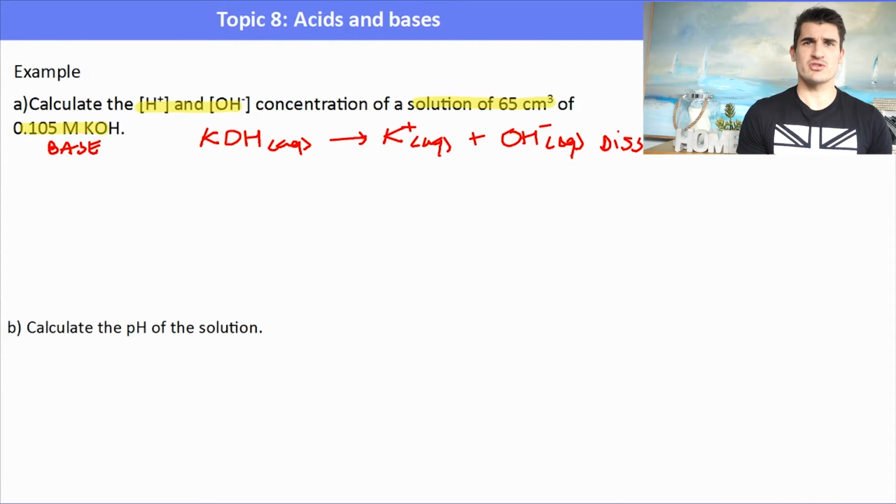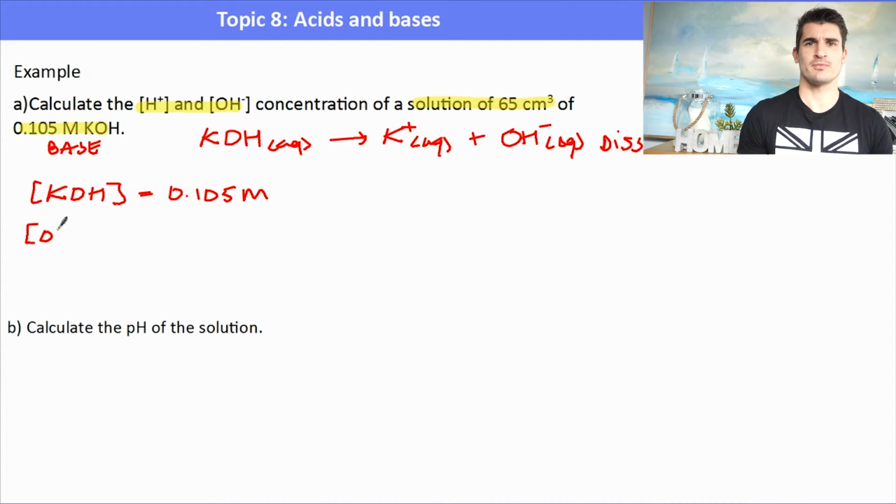The IB might use the words dissociation and ionization interchangeably, so make sure you are aware of that. They told us the concentration of KOH in the question, so now we use the relationship between OH minus and KOH to determine the OH minus concentration. It's a 1-to-1 relationship, so that means the OH minus is 0.105 molar.